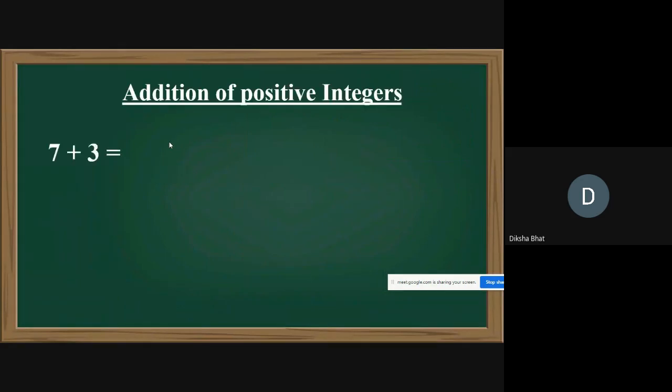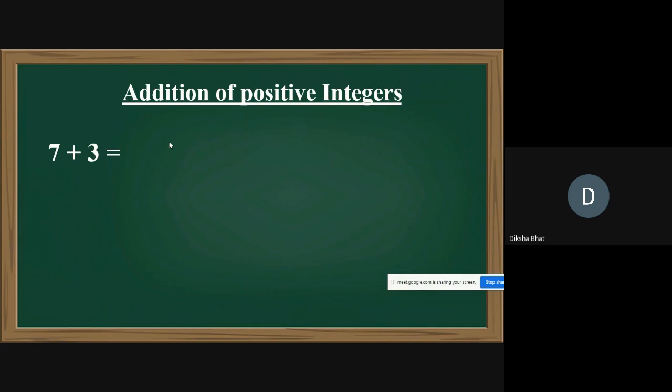Numbers greater than 0 are described as positive numbers. We don't put a positive sign in front of them because we don't need to, since the general understanding is that numbers without signs are positive. Now let us add these positive integers.